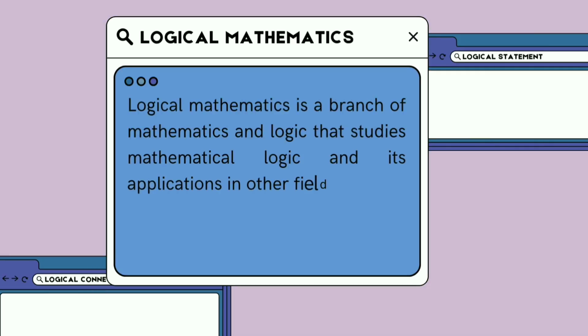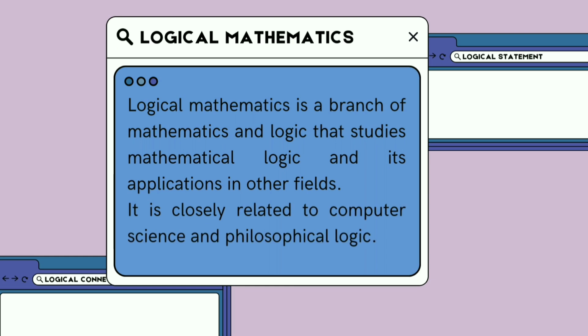What is logical mathematics? Logical mathematics is a branch of mathematics and logic that studies mathematical logic and its applications in other fields. It is closely related to computer science and philosophical logic.